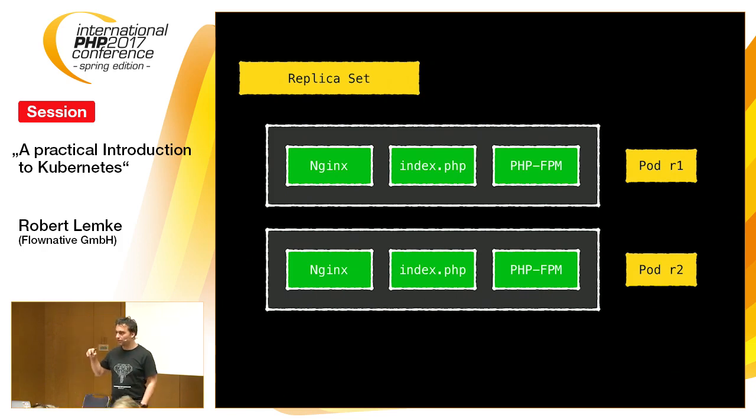So for your application, you can just define, I start with 1 replica of my pod, or I need 3 or 5, or I change it along the way. And then traffic is routed to each of your pods.